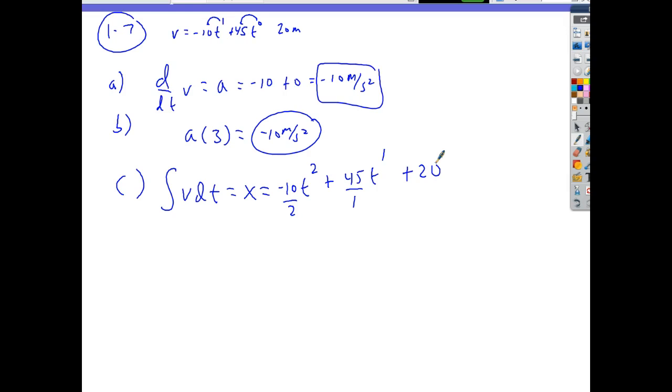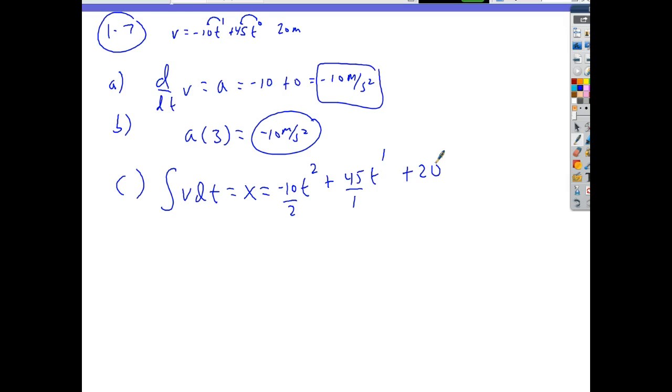Okay? Now, why is that? Because if I take the derivative, what's going to happen to this 20? It's going to disappear, right? t to the 0, it becomes 0, it goes away. Then if I integrate, it's gone. So anytime you take an integral, you've got to remember to put the initial condition back in. Okay? Does that make sense?